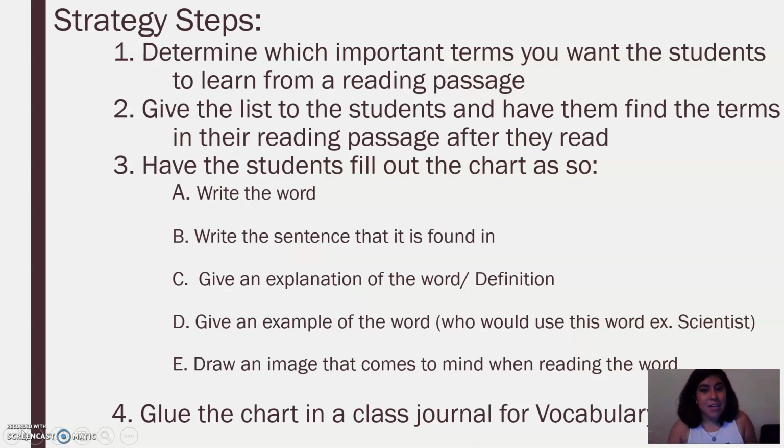The last step, and it's up to you, is you can glue the chart in a class journal for vocabulary reference. This is a very good thing to use because then you start creating your own journal for different definitions that you just learned, your own kind of reference when you want to go back and read that. Something that can help students read better, and learn new vocabulary terms that they can use in speaking and writing. It's definitely a good thing to keep a vocabulary reference in a class journal.